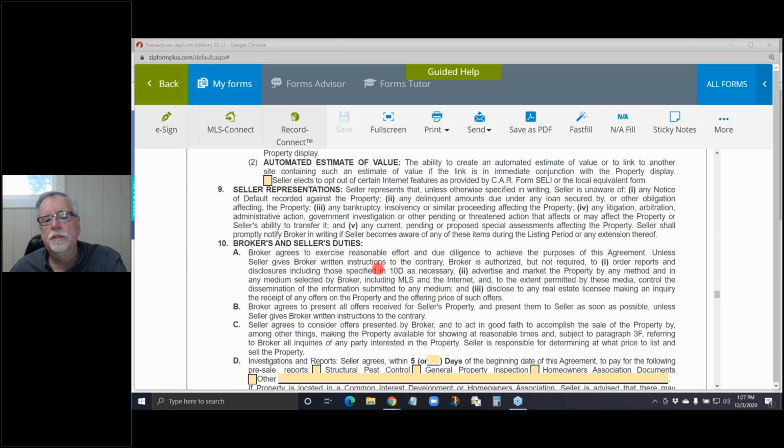It says the broker agrees to use reasonable efforts and due diligence to achieve the purpose of the above. Broker is authorized, but not required to order reports and disclosures, to advertise and market the property, including the MLS and the internet to the extent permitted. And then look at this. Disclose to any real estate licensee making an inquiry the receipt of any offers on the property and the offering price of such offers. That's what it says. So the standard residential listing agreement gives the listing agent the authority to talk about the offers.